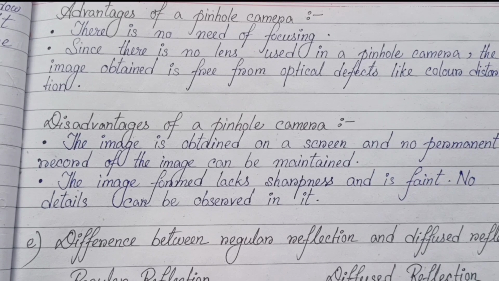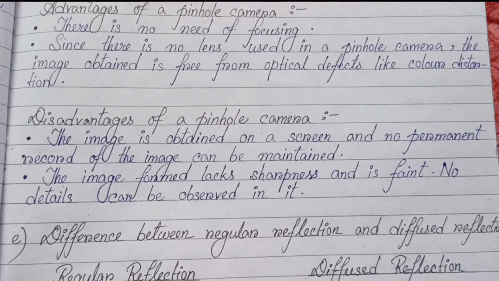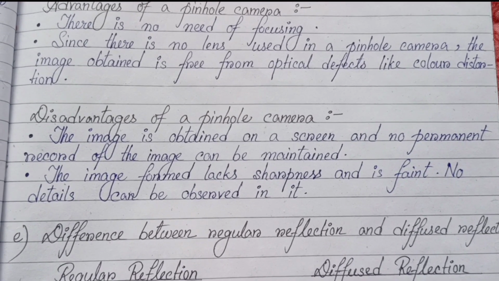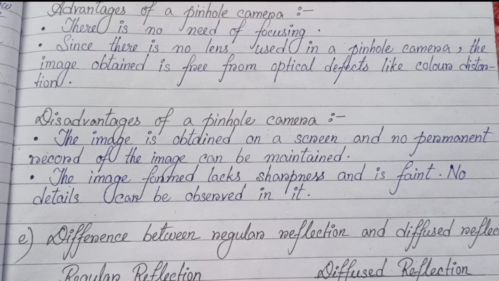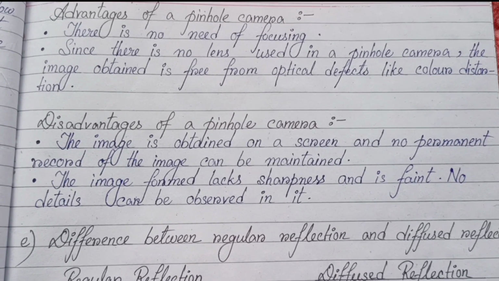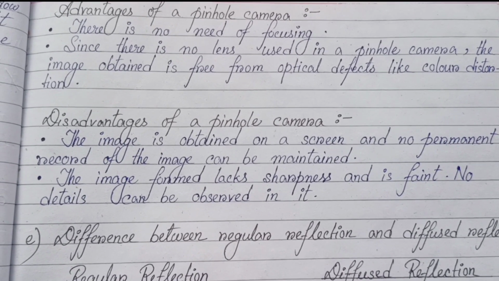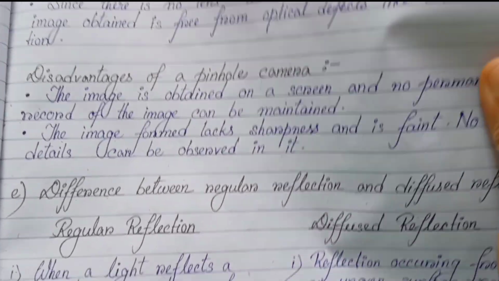Disadvantages of a pinhole camera. The image is obtained on a screen and no permanent record of the image can be maintained. The image formed lacks sharpness and is faint. No details can be observed in it.